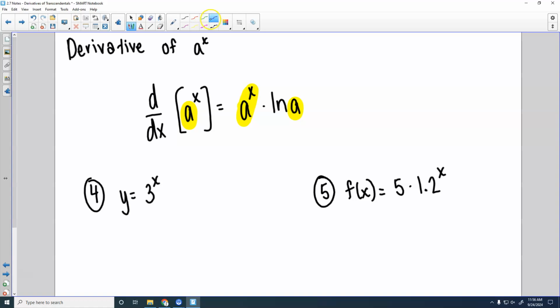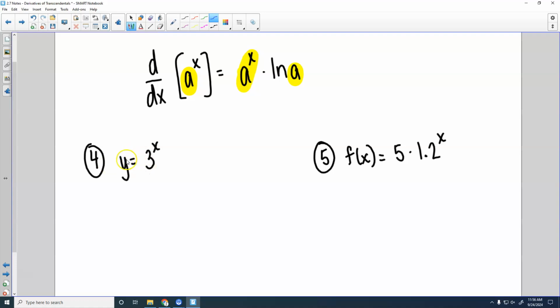So if I look at example 4, and I'm looking for the derivative here, I didn't really put directions on any of these, but we want to find the derivative. To find the derivative here, I just use this formula, and I'm going to get 3 to the x, so that part just stays exactly the same, and then you multiply it by natural log of the base, which in this case is 3.